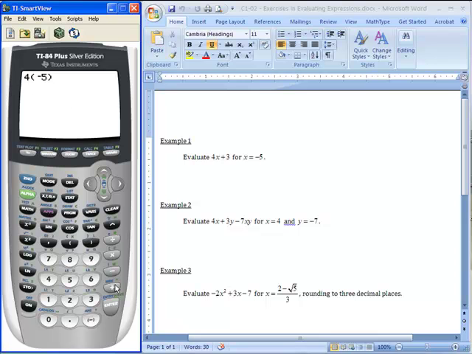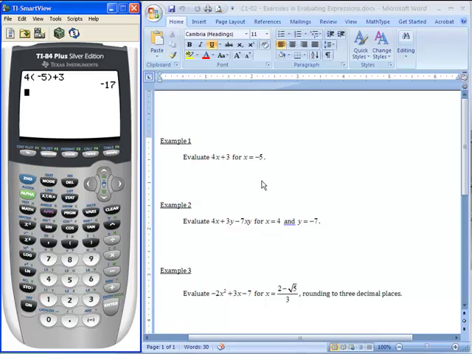We'll finish the expression with plus and 3. And then we'll press enter. And the calculator will come back and tell us that the expression is equivalent to negative 17.